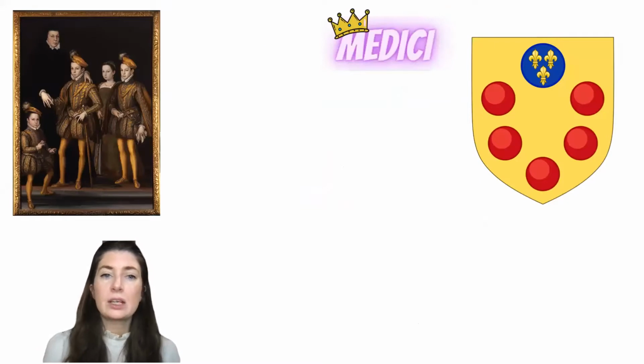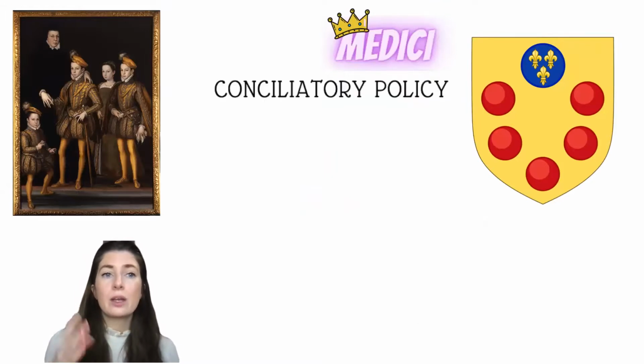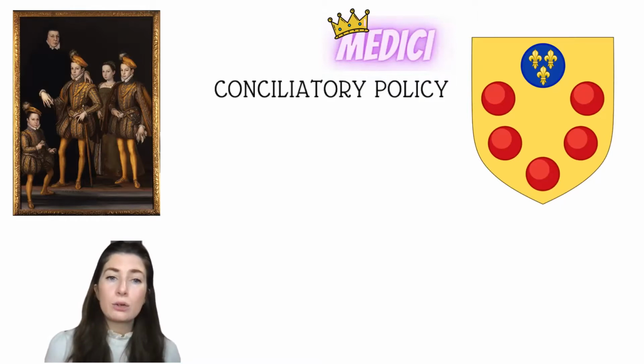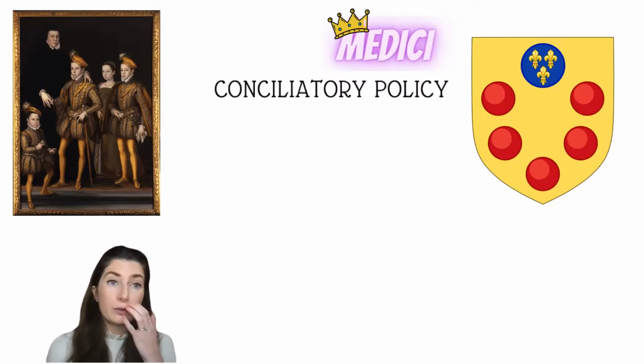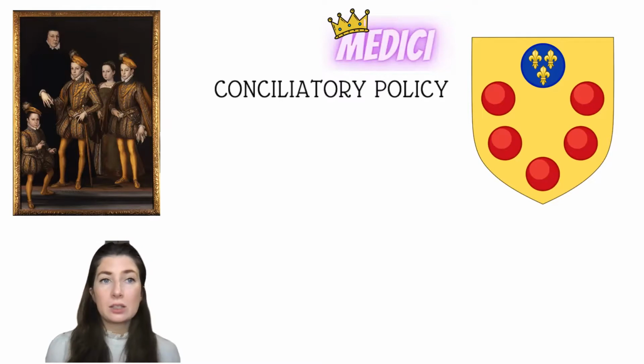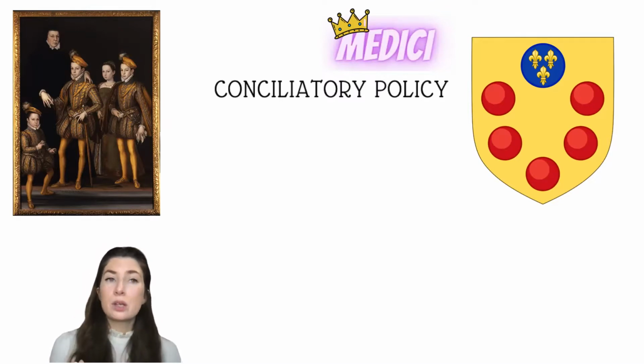Now, Medici is obviously not secure. Charles is 10 years old. We're being ruled by a female regent. It's not secure at all. So in order to try and increase their power and stability, Catherine de' Medici adopts a more conciliatory policy towards the Huguenots, who are Protestants in France. She does this to try and avoid conflict. She doesn't want to enter into religious war because her son is not completely secure on the throne.